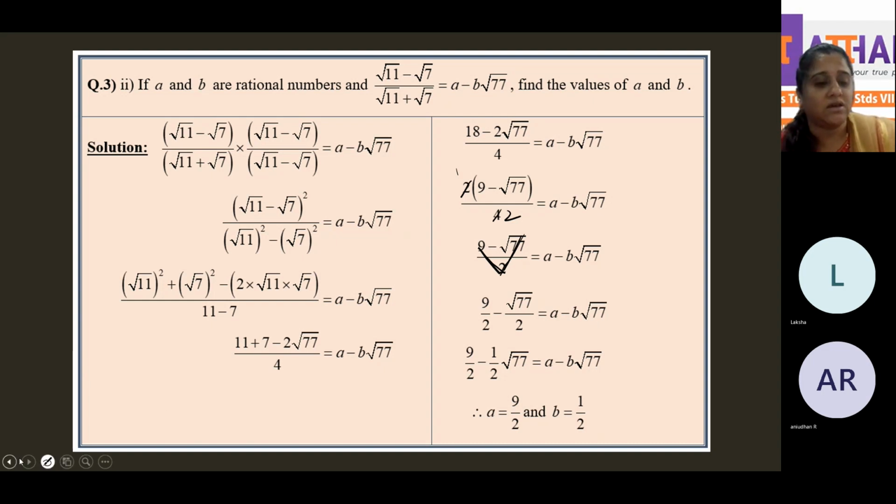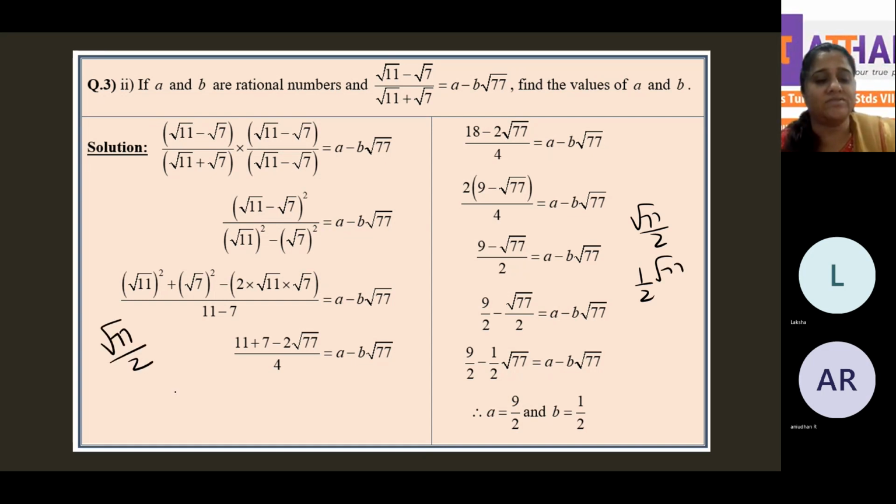Now compare both the sides. When you compare both the sides, you get A is equal to, okay, fine, I've written this in a simpler way for you. Root 77 by 2 is nothing but half root 77.